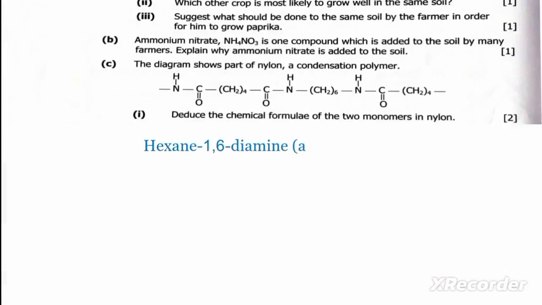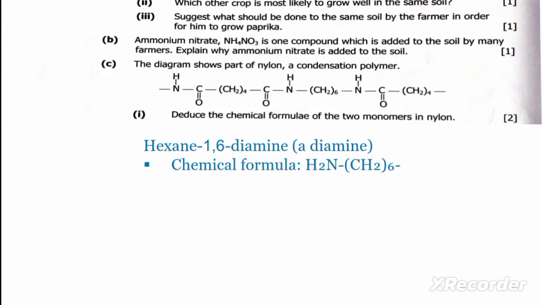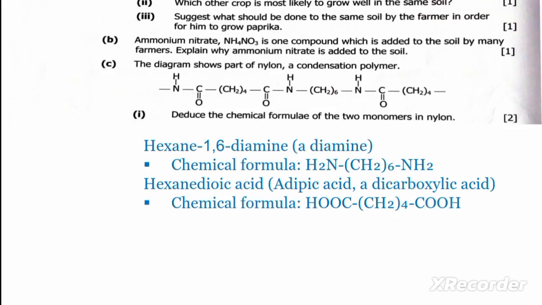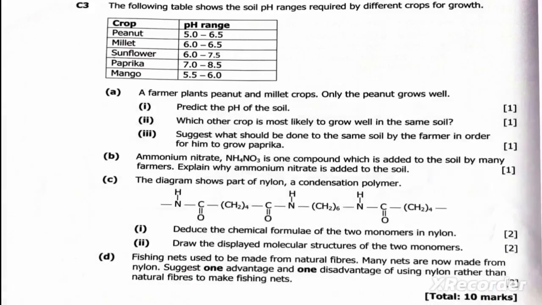So therefore, for hexane-1,6-diamine, the chemical formula is here, and for the dicarboxylic acid, this is the formula. We are done with this question. Let us move to the next question.